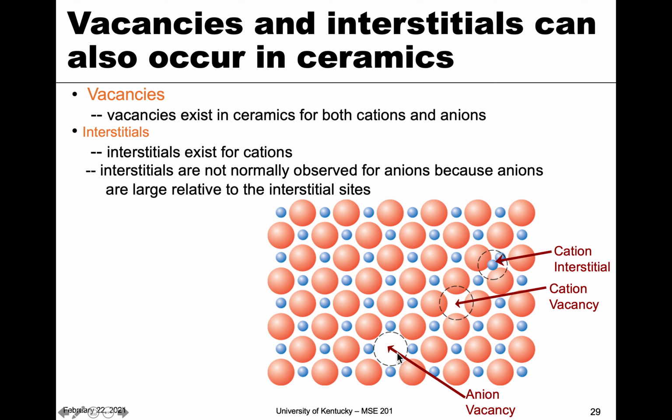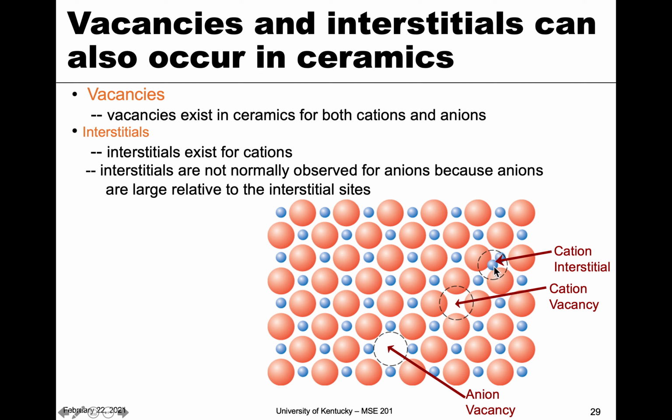So we do have vacancies, we do have interstitials, but we often want to make it clear whether it is an anion or a cation, for example. Here we have an anion vacancy. We also have a cation vacancy over here, again, missing sites of either cation or anion. And here you can see an example of a cation interstitial atom.